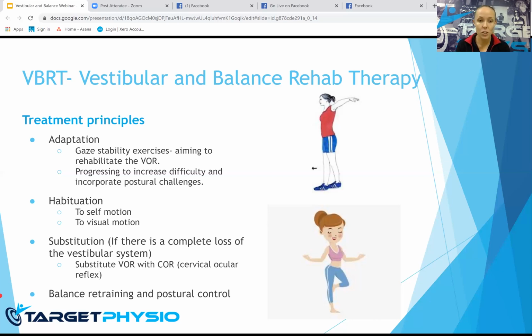The last one is balance retraining and postural control. So balance is one of those things that as we age, it does start to decrease, but it's something that we can always train and get better at. So if we are challenging our balance system, we are always improving it. If we're leaving it go and ignoring it, like my last man who said, I think it's just part of getting old, that's not okay. We need to be keeping on working on this balance all the time. If we are always challenging it, we can keep on improving. And if not improving, we're just maintaining so that we're staying safe in our houses.